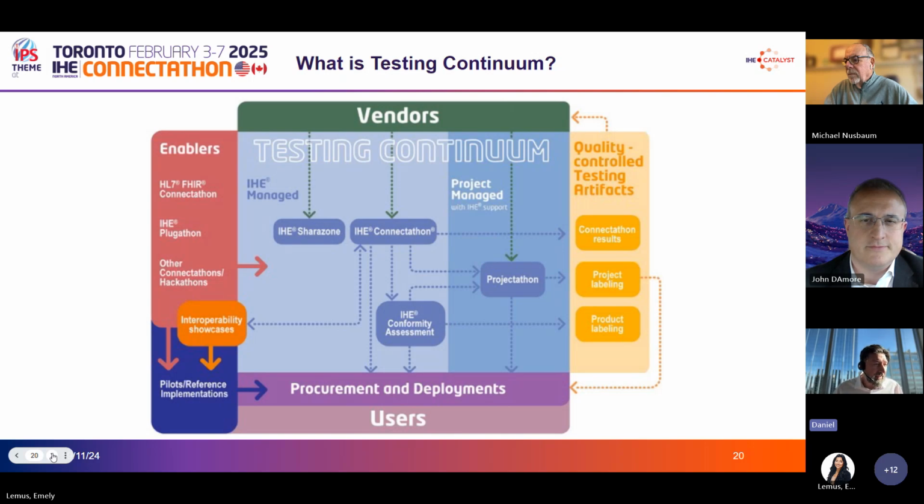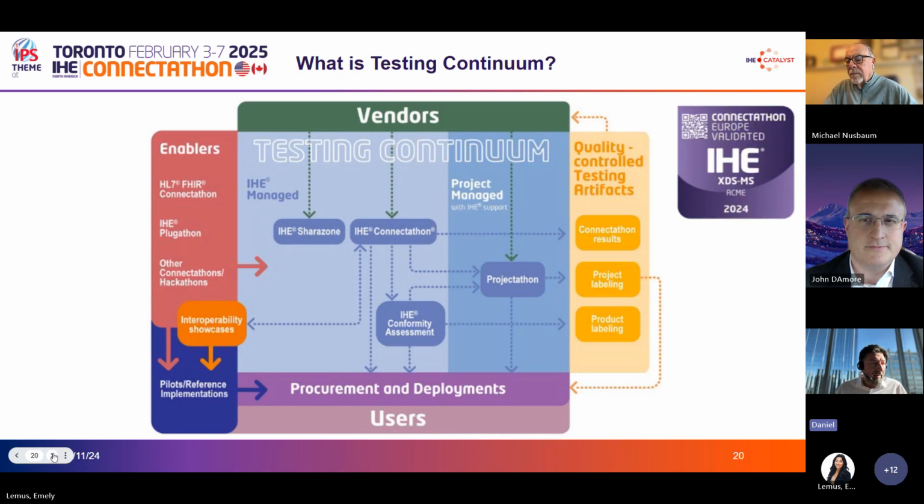If you click on just a space bar, it should appear. And we've introduced this last year. It was the first year at the North American Connectathon that we were able to generate and grant the seal to the participants that successfully passed.